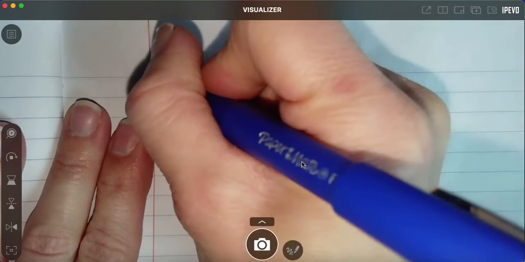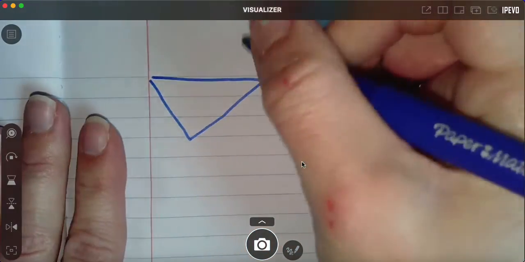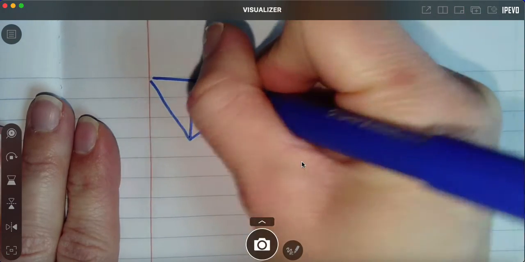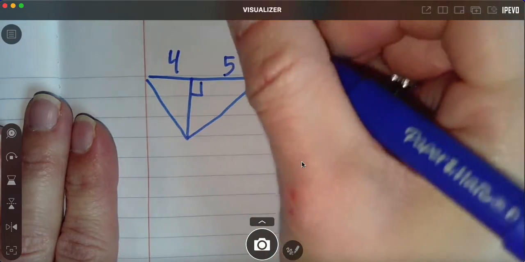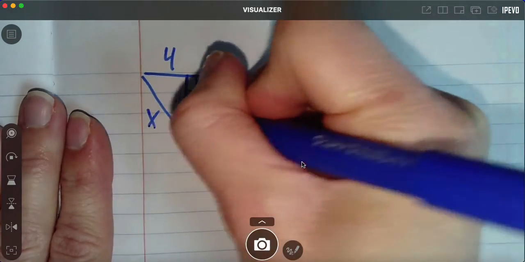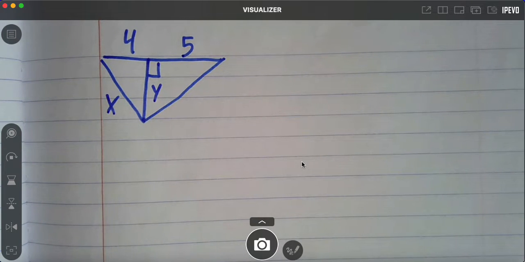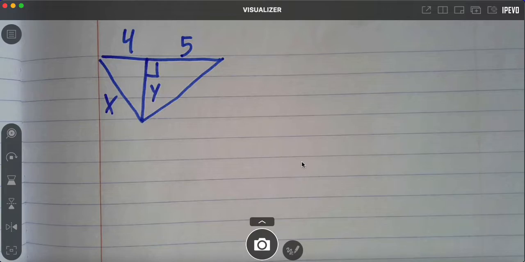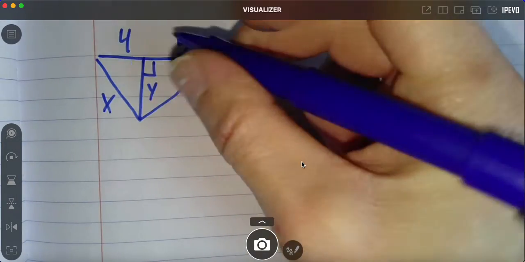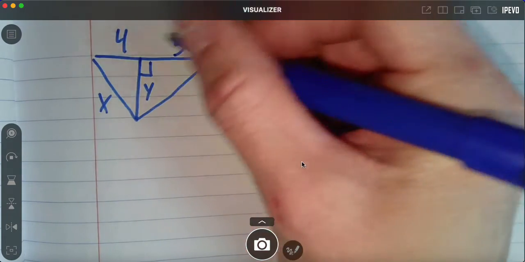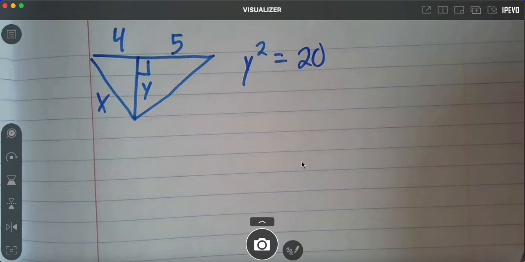I've got my triangle. We may do some from the worksheet together. Here's my altitude, and I have my lengths here, 4 and 5, and I'll find x. Oh, the altitude is y. Let's find the altitude one first. I would just square the altitude, y squared, so I can find my y. Then I multiply my little segments right here. What's 4 times 5? 20. Now what would I do to solve for y?